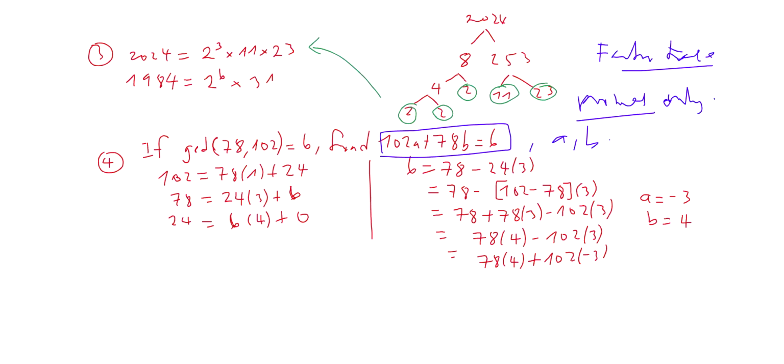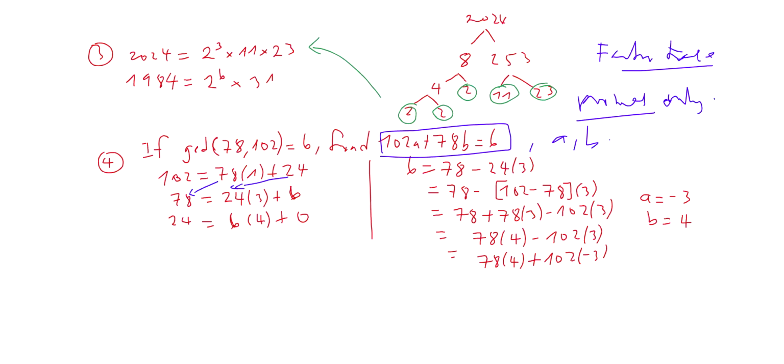You have 102 and 78. You can write 102 as 78 times 1 plus 24. Then you take your 78 and your 24, and now you write 78 as 24 times a certain factor plus a certain remainder.